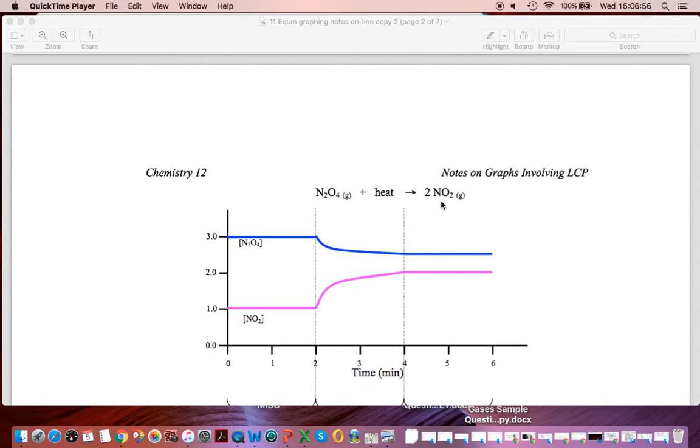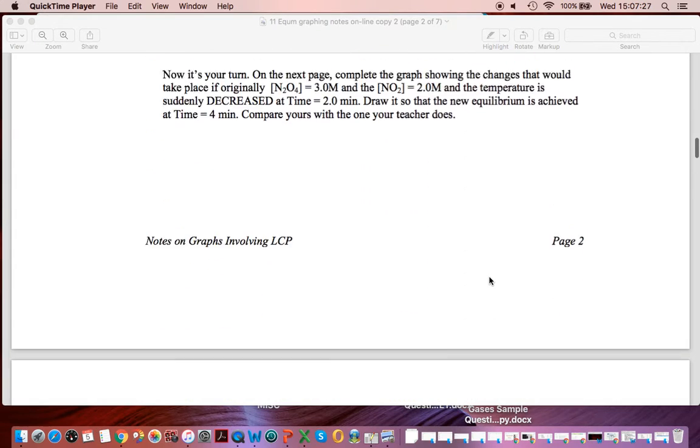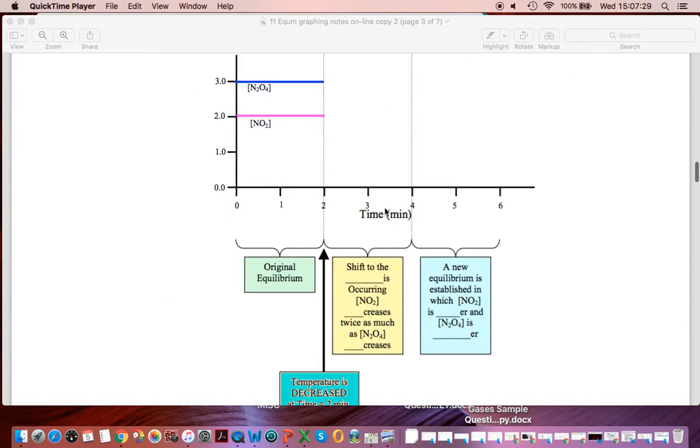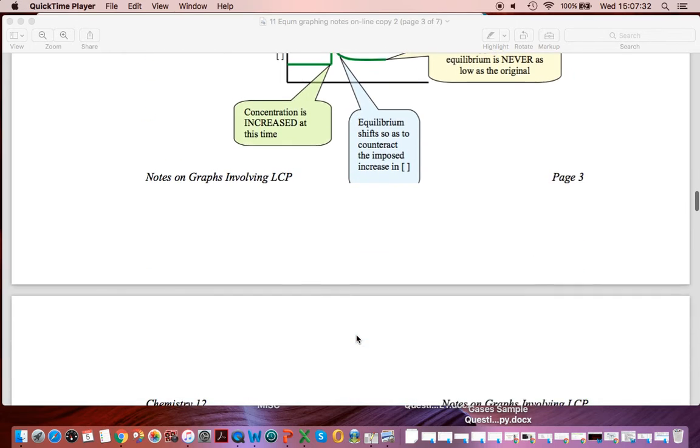We have a 2-to-1 ratio. Stoichiometry says that every time we make NO2, we used up half as much N2O4. We know we're at a new equilibrium because the graph is flat. We also know we have a different value of Keq. In fact, it'll be higher because we now have more NO2 than we used to, and less N2O4 than we used to. So our products to reactants ratio goes up. Then it says you can try it out for a different stress, and that sounds like great fun.